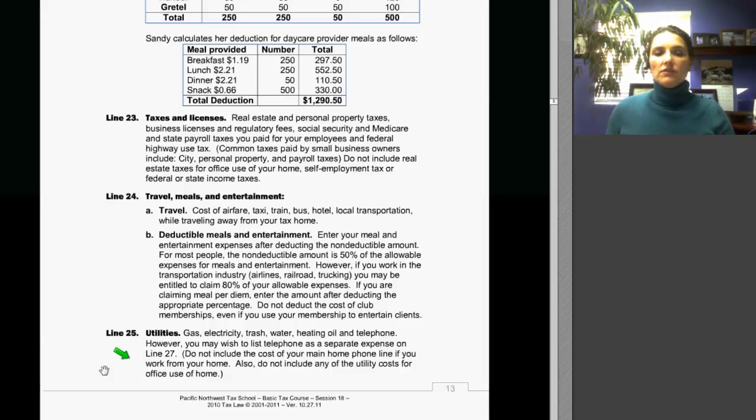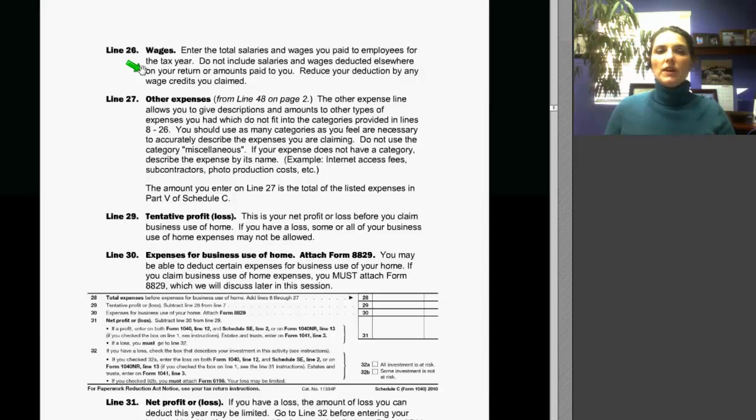Now, of course, do not enter or include on this line the cost of your main home phone line if you work from your home. Also, do not include any of the utility costs for office use of home. Line 26, wages. Enter the total salaries and wages you paid to employees for the tax year. Do not include salaries and wages deducted elsewhere on your return or amounts paid to you. Reduce your deduction by any wage credits that you claimed.